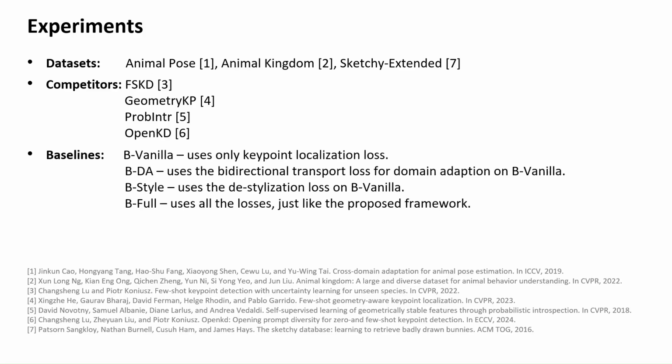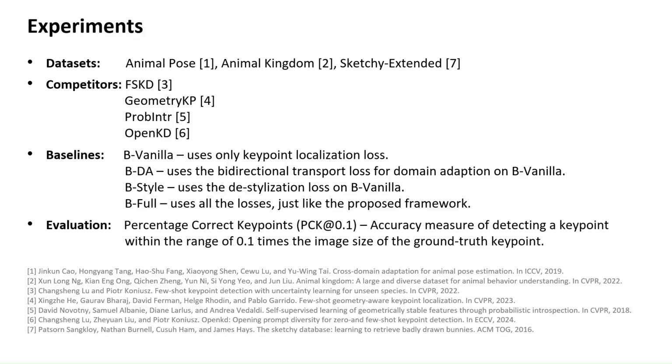B vanilla uses only the localization loss, B DA and B style use only domain adaptation loss and the destylization loss respectively on top of B vanilla. B full gives us our proposed framework. For evaluation, we use the percentage correct keypoint measure, where we consider a keypoint to be detected if the predicted location is within a range of 0.1 times the image width from the ground truth.